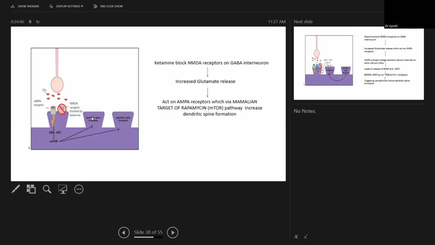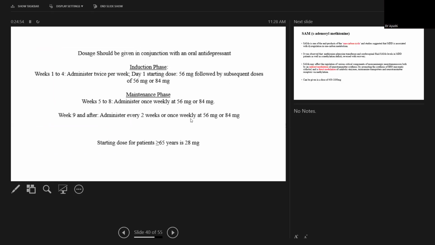Now, how does ketamine work? It acts via NMDA receptors and by increasing the dendritic spine formation. The dose should be given in conjunction with an oral antidepressant. For the induction phase, that is for the first 4 weeks, it is administered twice per week. Day one starting dose should be 56 milligrams, followed by subsequent doses of 56 to 84 milligrams.